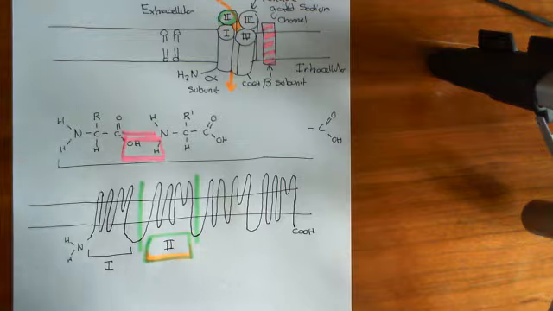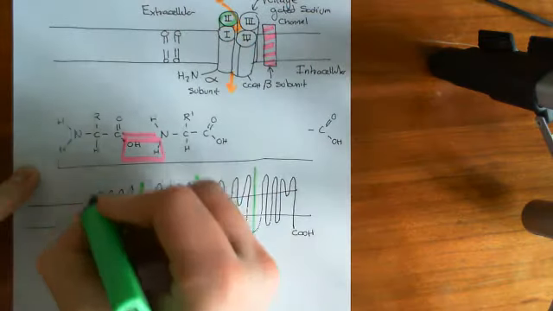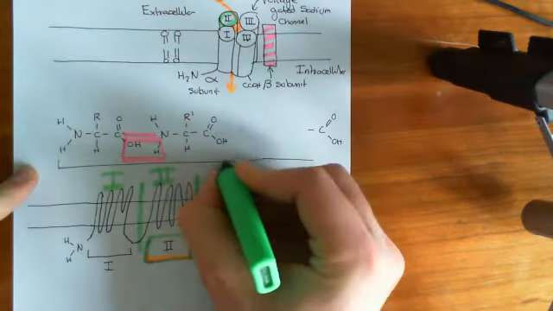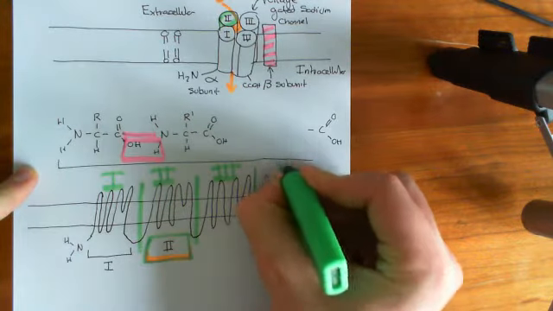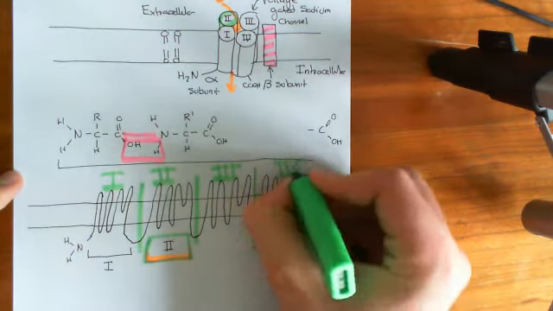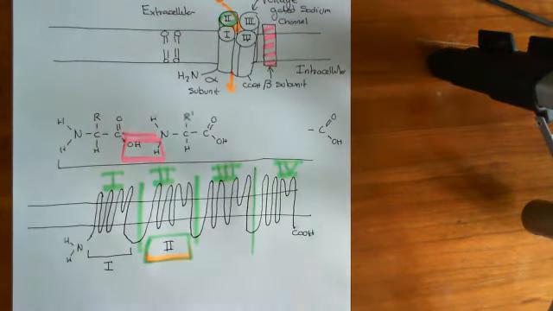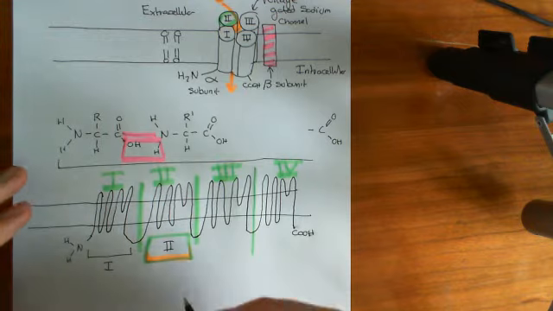So let me just divide this up. So this is domain 1 here. Domain 1, domain 2, domain 3, and domain 4. And you can see that their structure is incredibly conserved. The way in which they span the membrane is conserved.